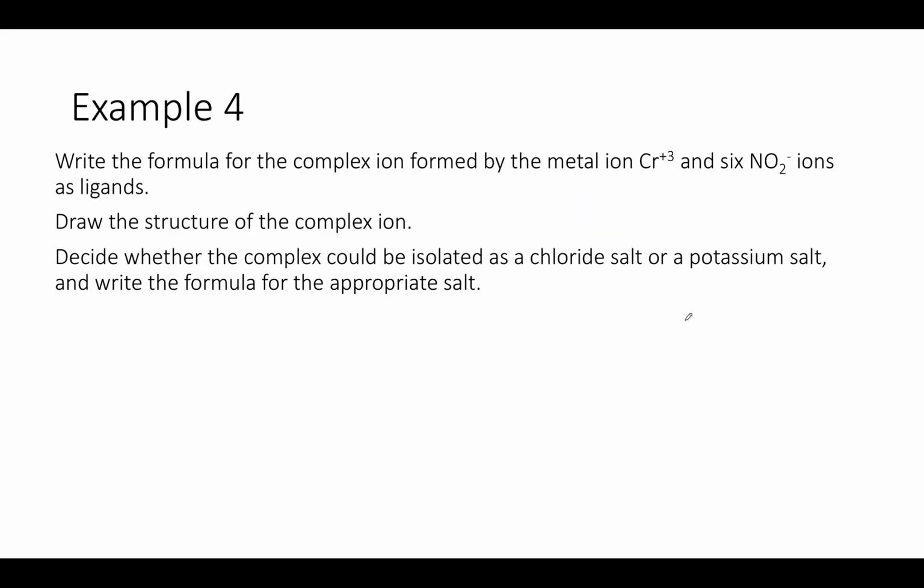One final example. Write the formula for the complex ion formed between the metal ion chromium plus 3 and 6 nitrate ions. So we have chromium again, we have nitrate, and we have how many? 6 of these. Wow, that doesn't look too good. Formal charge here, well, you have a positive 3 and a negative 6 here, so your total charge is minus 3. The structure of this, well, I would have chromium in the center, and I'm going to have 6 ligands or attachments.